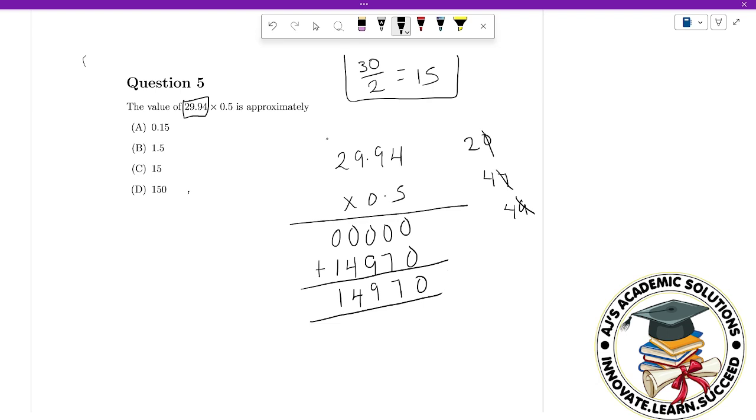But we're not finished. How many decimal places do we have? We have 1, 2, and 3. So starting from here, we're going to move 1, 2, 3. So I have 14.97. The closest thing we have to that is 15. So let's go across here, and the answer here is 15.